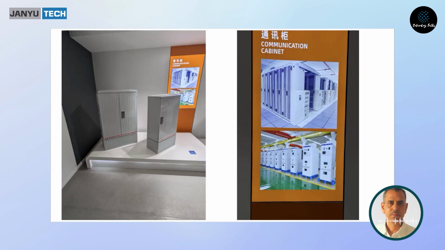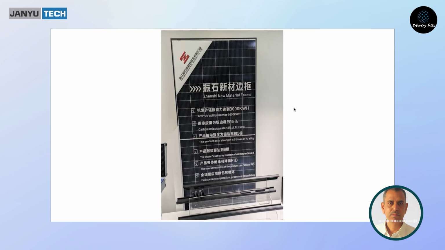Then there is a 5G communication cabinet, similar to electrical meter boxes and switch gear, where the requirement may be different. This type of application is huge: junction boxes, meter boxes, system assemblies. And finally, this one is for solar panels.